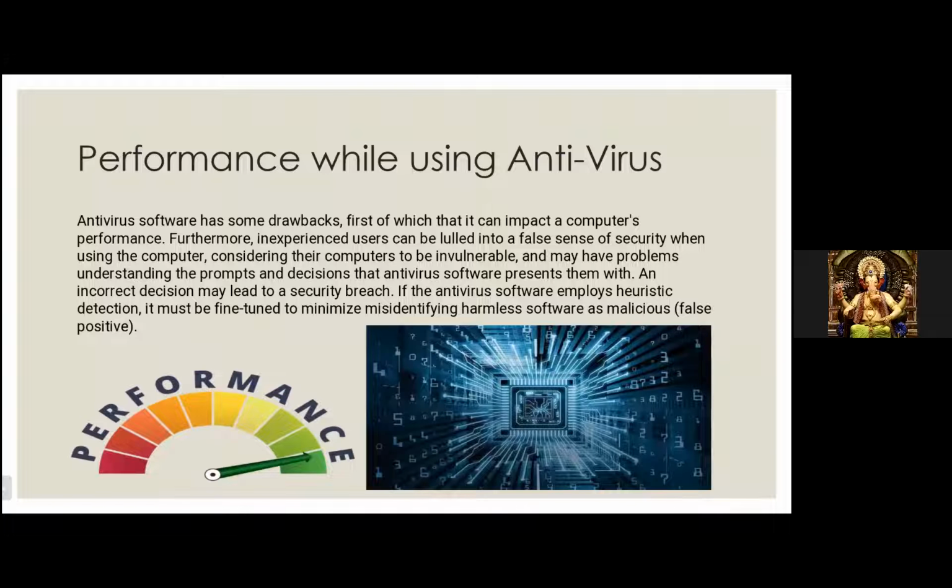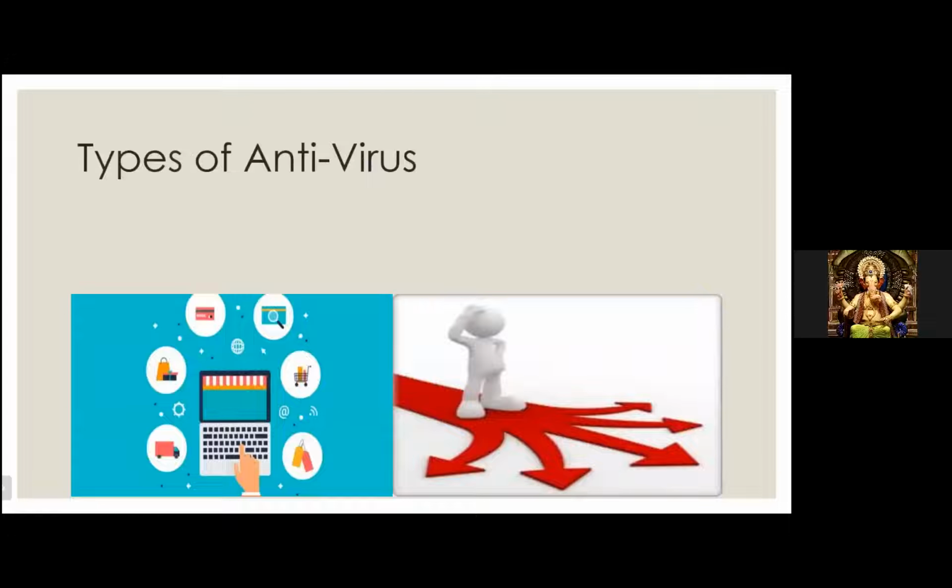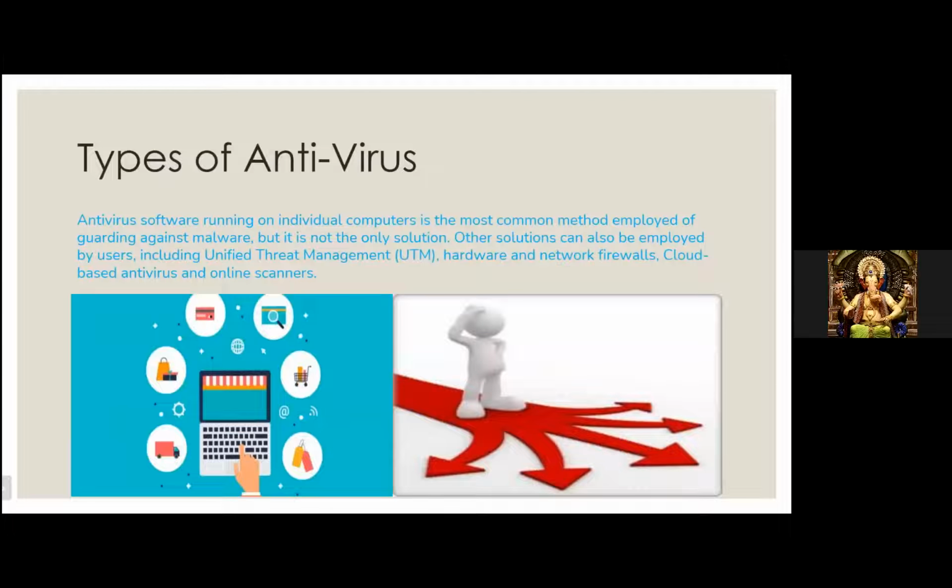If the antivirus software employs heuristic detection, it must be fine-tuned to minimize misidentifying harmless software as malicious, or we call it a false positive. Now we talk about the types of antivirus. Antivirus software running on individual computers is the most common method employed of guarding against malware, but it is not the only solution. Other solutions can also be employed by users, including UTM, that is Unified Threat Management, hardware and network firewalls, cloud-based antivirus, and online scanners.